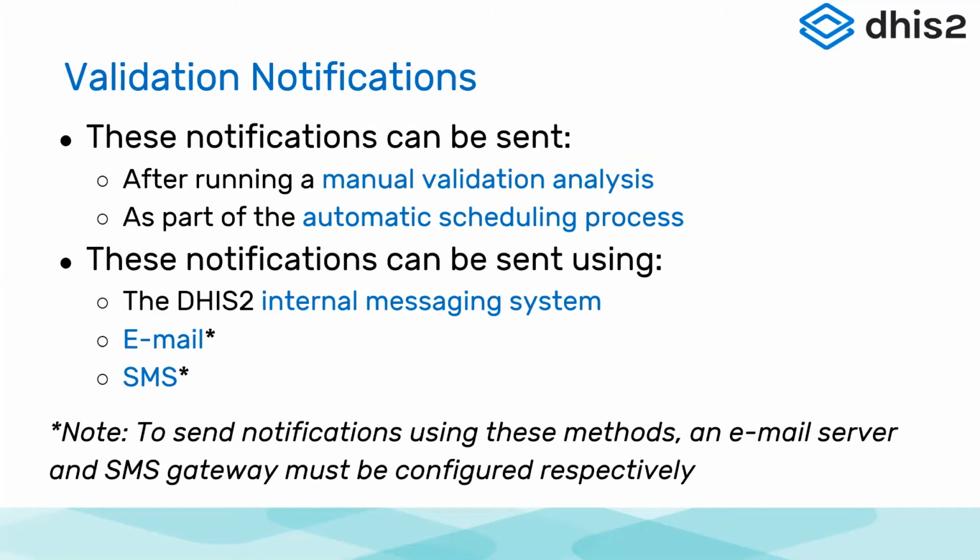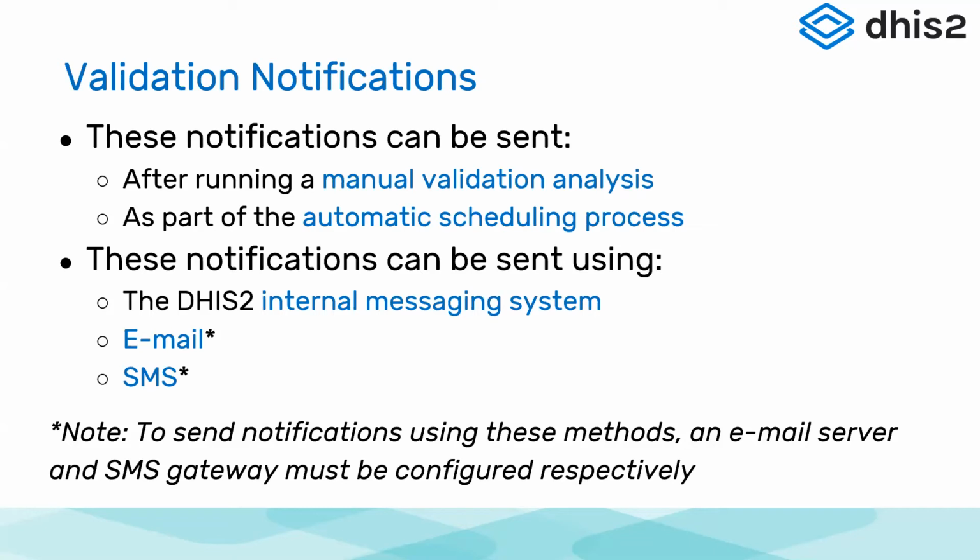Validation rule notifications are generated when you run validation in the data quality app. They are not generated while you are running validation in your data entry interface. While you are running validation rules in the data quality app, the notification will be generated. So that is the manual process. Or you can automate the process of running validation rules by creating a scheduler task in the scheduler app.